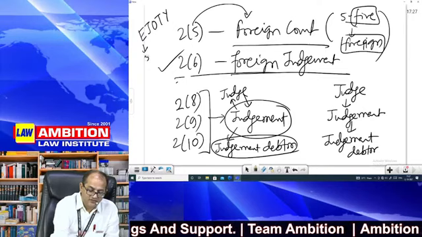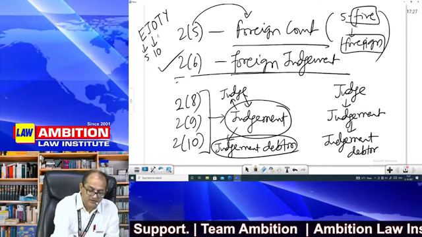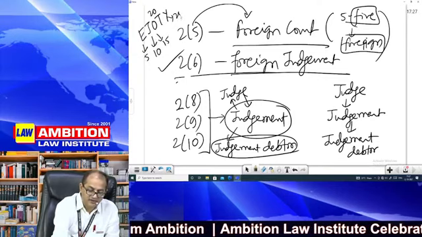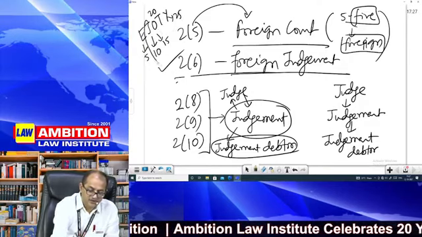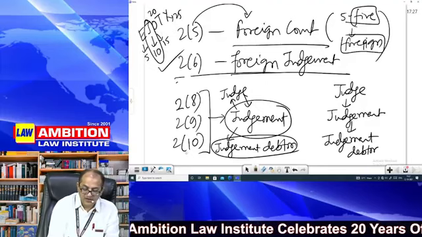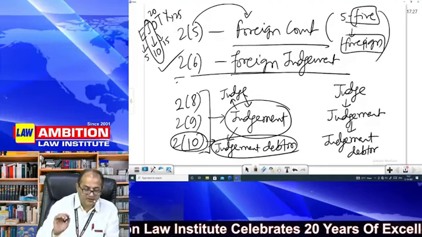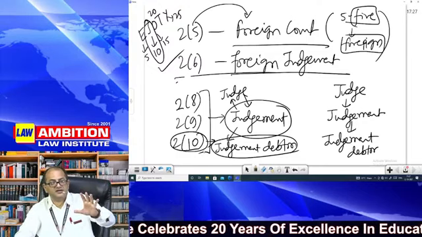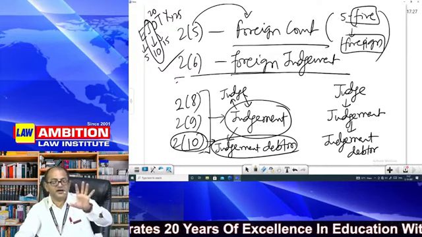Everybody knows E is 5, J is 10, O is 15, T is 20 and Y is 25. Everybody knows this. So J is 10th. So there is 210, in which there is judgment. Now you know that there are three words related to judgment: judge, judgment, judgment debtor. That you keep in mind.